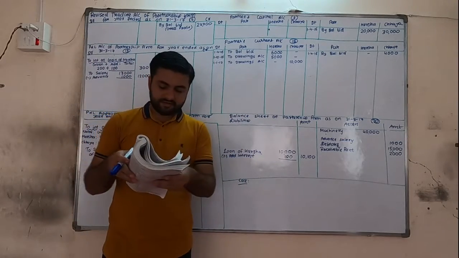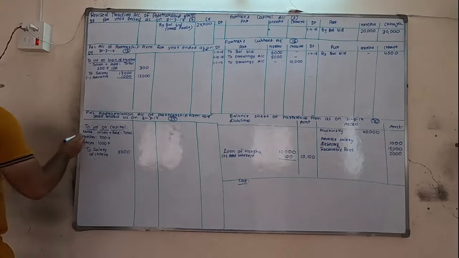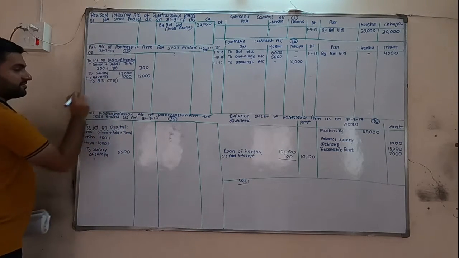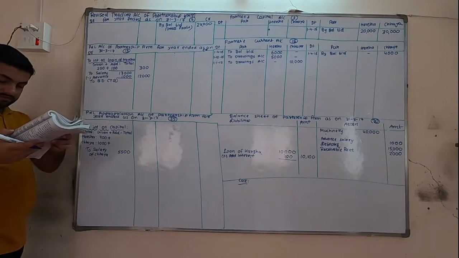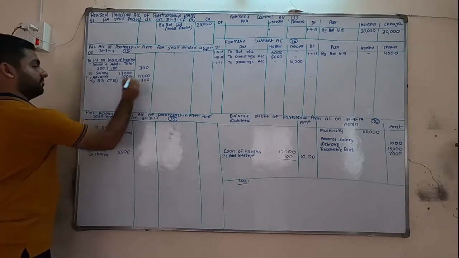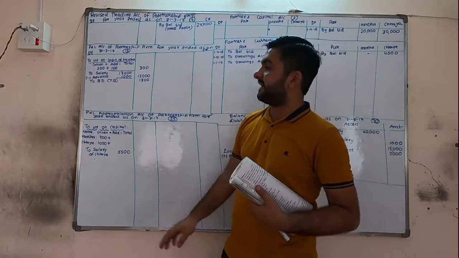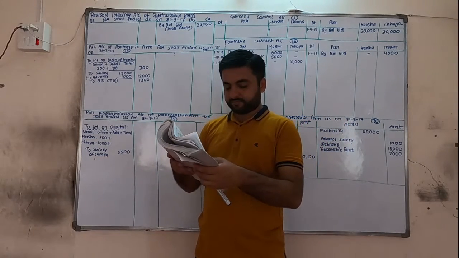Next, bad debts. Today bad debts is not having anything, so directly to bad debts trial balance. No format is required. Sorry, not 2,000. It is 1,300. Today no such thing of bad debts is given, so no format is required. Directly in the outer column in the P&L account debit 1,300.